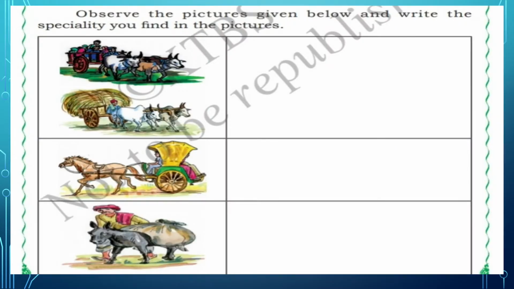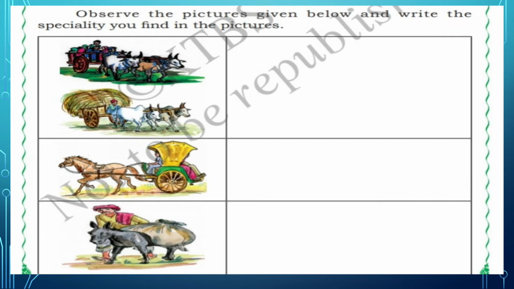First thing, observe the pictures given below and write the specialty you find in these pictures. You have to observe these pictures carefully and write what you are finding, what is special in that picture. You have to write in the box given next to it. Let's write one by one.